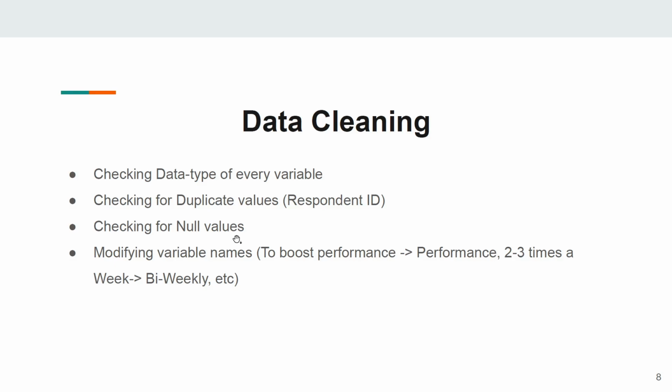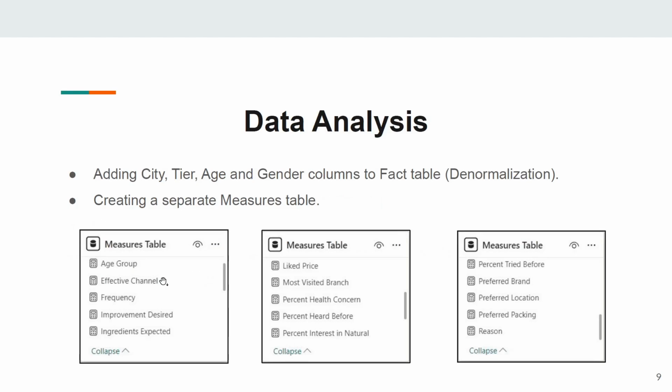Also, we need to check if there are any null values present in the data. And further, to ease the visualization part, some of the categorical variables had lengthier word names. All right. So we have modified them and shortened the word length. We have made it concise, right? "To boost performance" has been changed to "performance". "2 to 3 times" has been changed by adding a suffix "by".